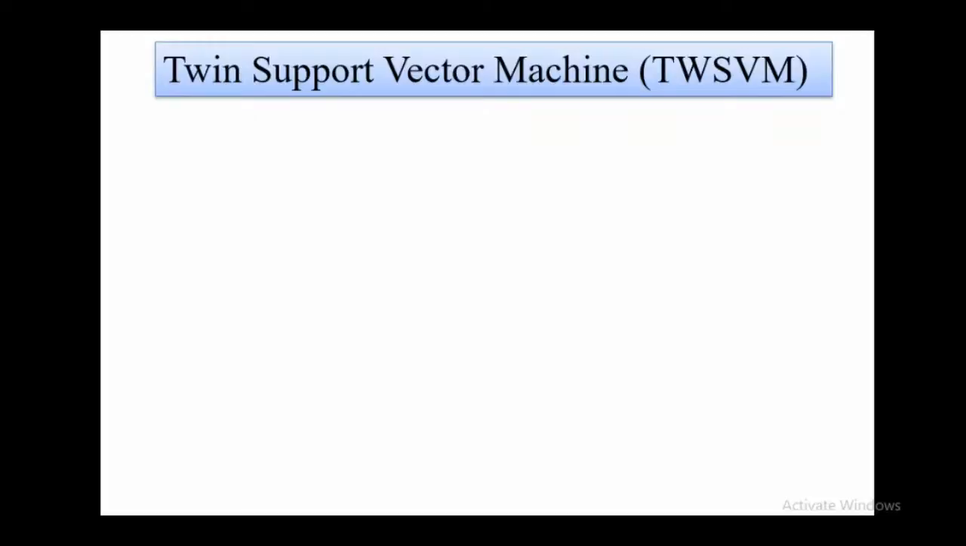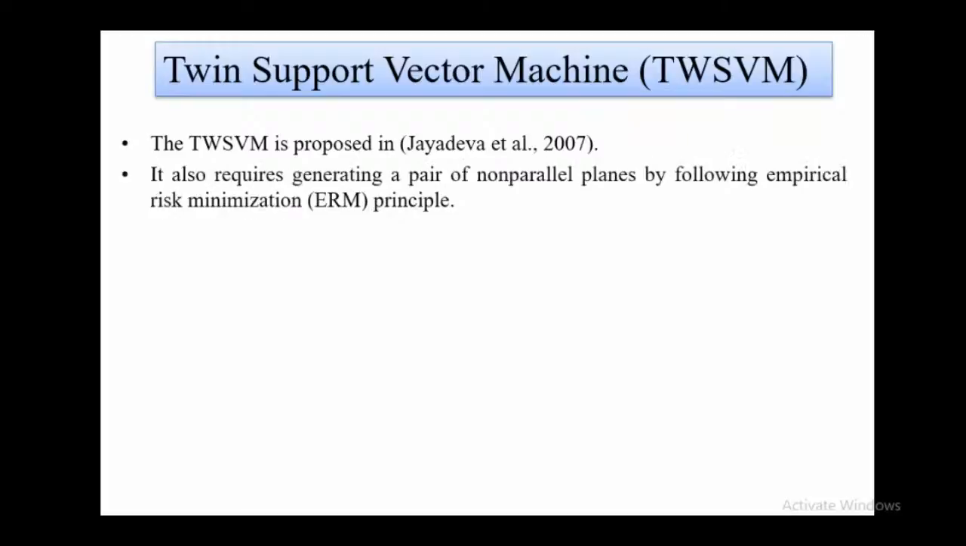So they have already given the proof of why this thin support vector machine will take 4 times less time compared to the support vector machine. Obviously it was proposed by Jayadeva et al. And because we have a pair of non-parallel planes, here we are using the empirical risk minimization principle that was already discussed in previous lectures.